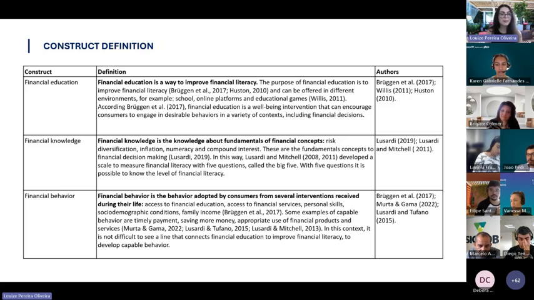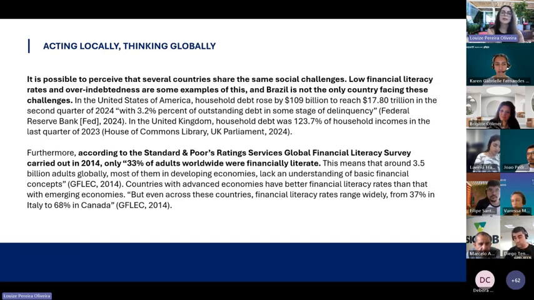So with these concepts in mind, we can go ahead and think about the global scenario. I said we have special laws in Brazil, and we have a good scenario to think about this here. But I really believe this social challenge is not happening just in Brazil. We know low financial literacy and over-indebtedness are examples of concerns that we can see in other countries. So Brazil is not the only country facing these challenges.